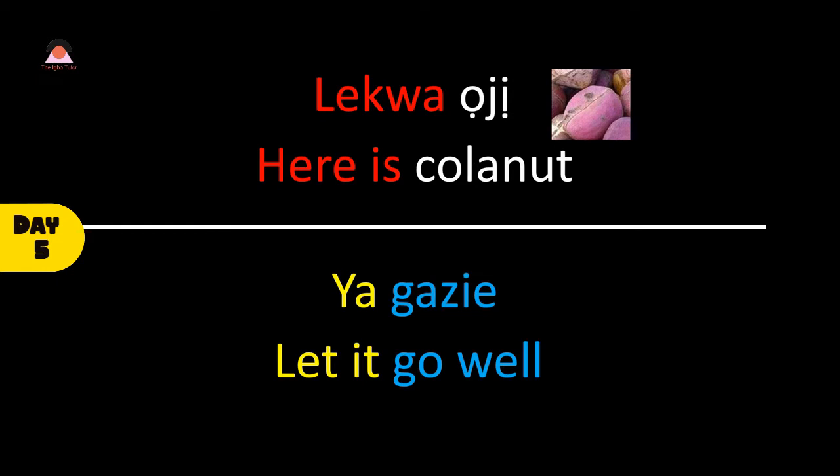You might be living outside Igbo land, but wherever you are and you want to learn Igbo language, you need to know how to offer colanut to your visitors. You might not be having physical colanut, but whatever you have that you are offering to your visitors, learn to offer that by saying lekwa oji and ask your visitor to say ya gazie. That is Igbo language for offering colanut. Learn it today. Practice it.